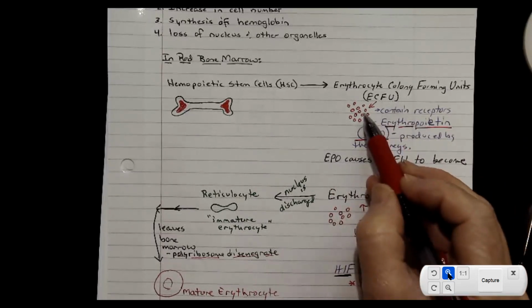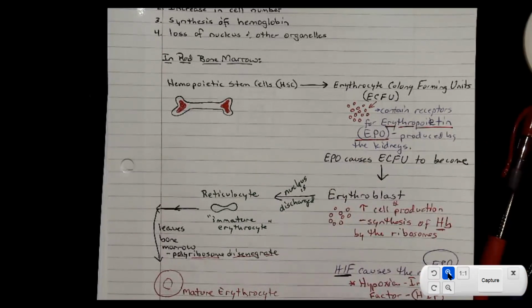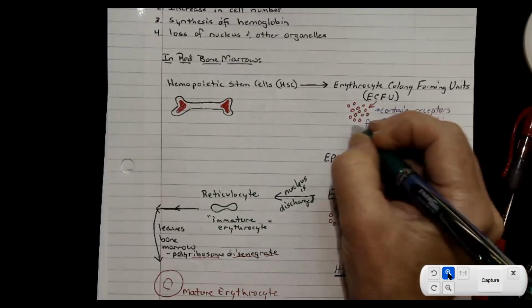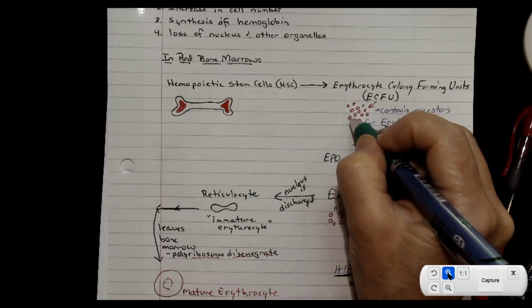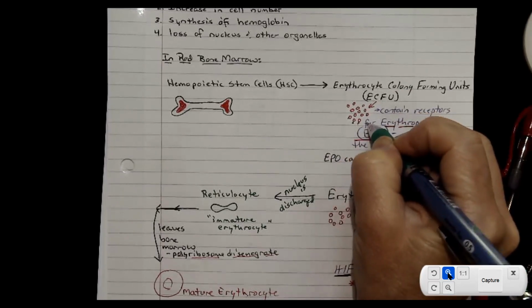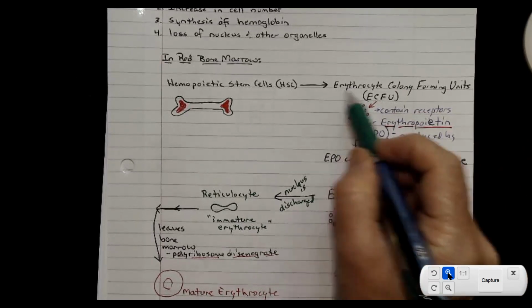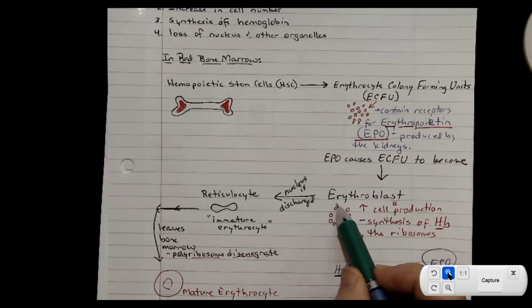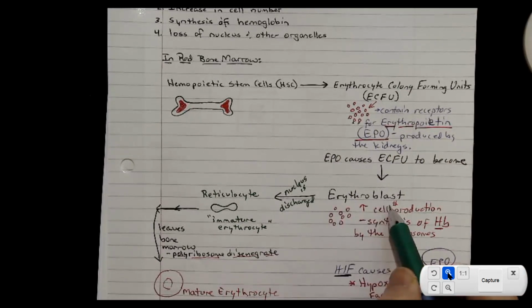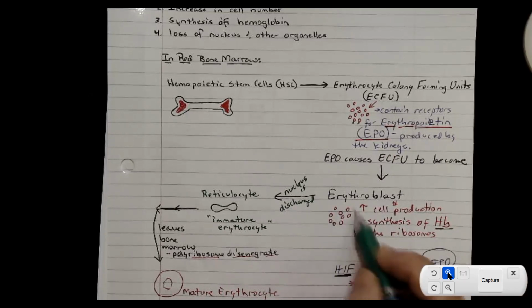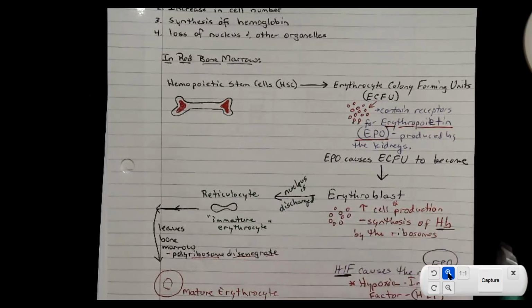And once the hormone, if we're going to represent the hormone in green, it will hook on to the receptors, all right? And this causes, EPO causes the ECFU, the erythrocyte colony forming units, to turn into erythroblasts. And these cells will increase in number, and they also synthesize hemoglobin, by the ribosomes. So the cells are proliferating and making lots of ribosomes to make a lot of hemoglobin.